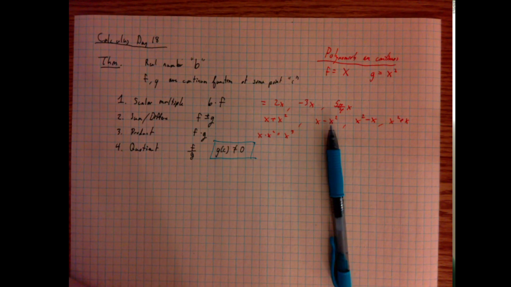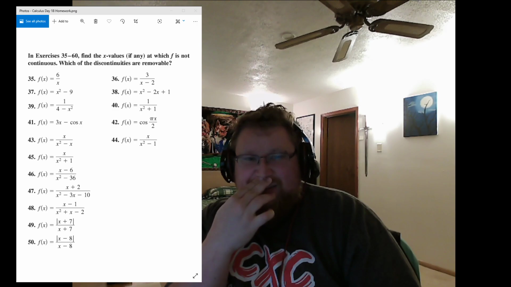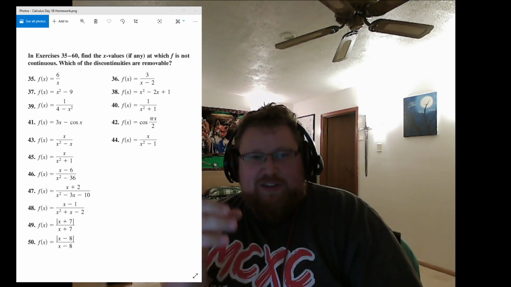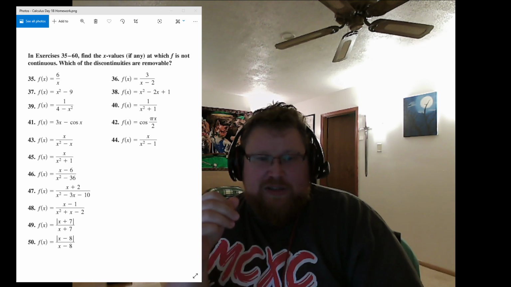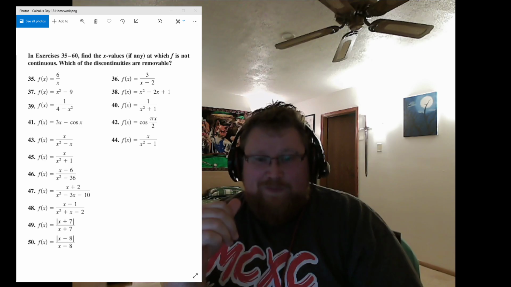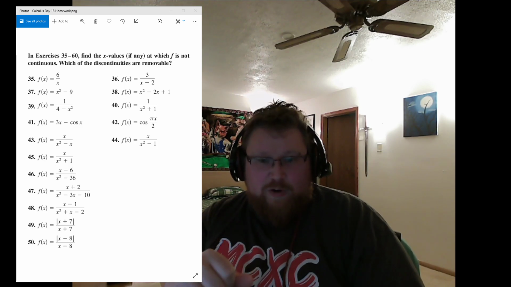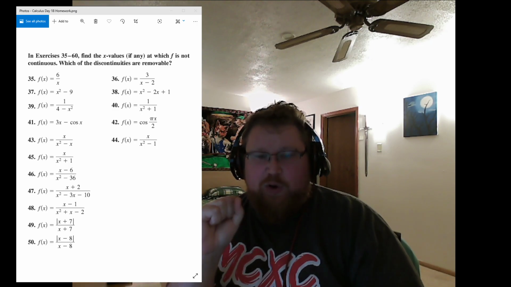So let's look at now our homework. These are your homework problems. It says, find the x values, if any, at which the function is not continuous. Now what I want you to do is approach this with the concept that we know certain functions are continuous. For example, we know all polynomials are continuous. That's the first thing. We know all polynomials.